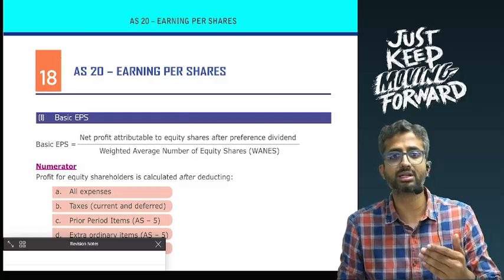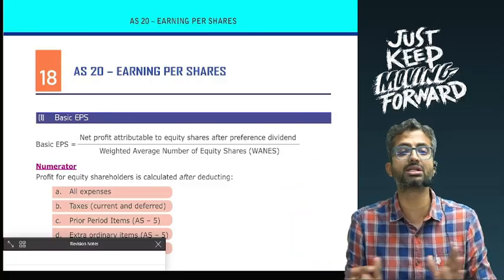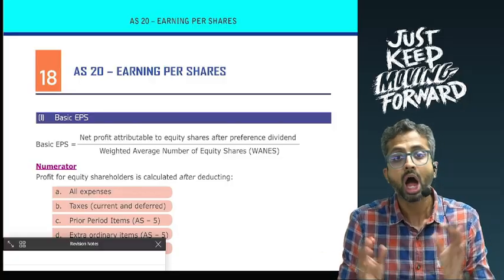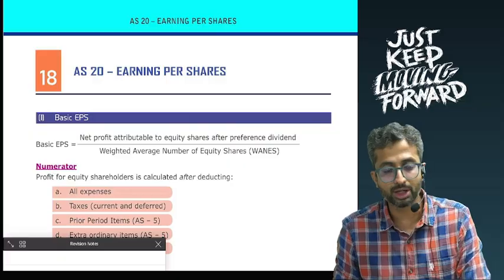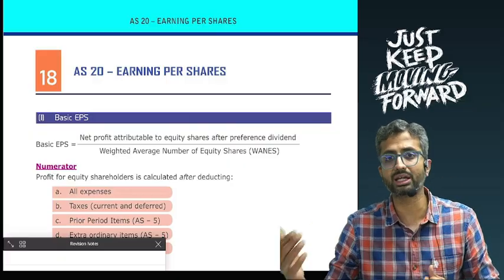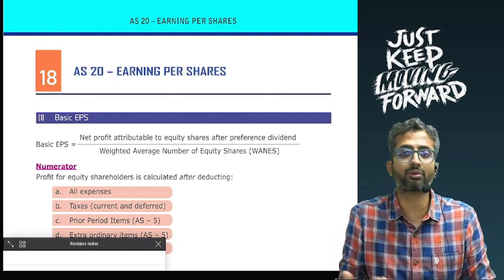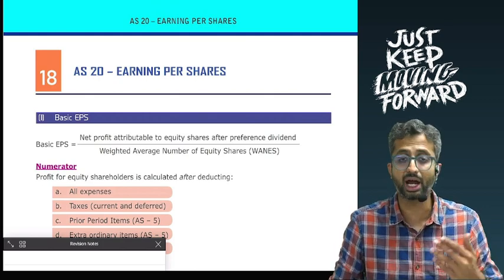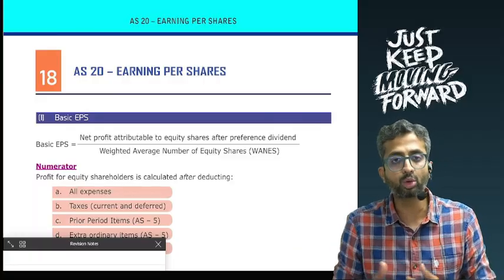Now, this EPS is typically calculated as net profit divided by the number of shares. Now, that is a simplistic way of doing your EPS working. However, AS 20 rightly thinks that this may not be the best way. Why? Because in the numerator you are taking net profit, which is a for-the-year item, dividing it by the number of shares, which is typically an as-on-date item, and hence these numbers are not properly comparable. So how do we come out of this problem?